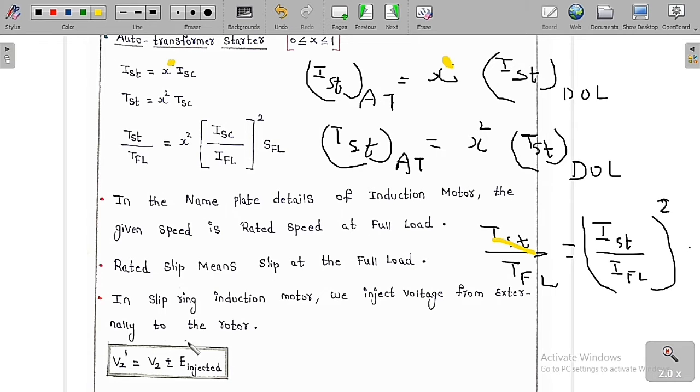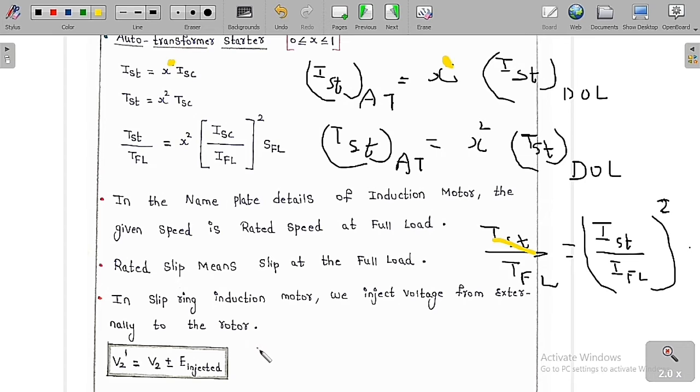In a slip ring induction motor, we inject the voltage externally into the rotor. I have already told you, basically in the slip ring induction motor, we are going to inject the voltage from the external source to the rotor. It may be in phase with the induced voltage, or it may be anti-phase or opposite phase with respect to the induced voltage. So listen carefully. We are going to externally inject the voltage in the rotor. It can be in phase with respect to the induced voltage in the rotor, or it may be opposite in phase.